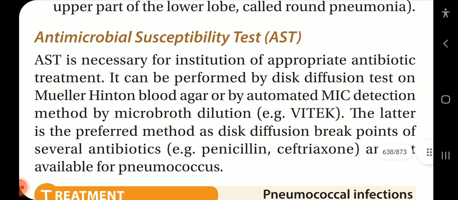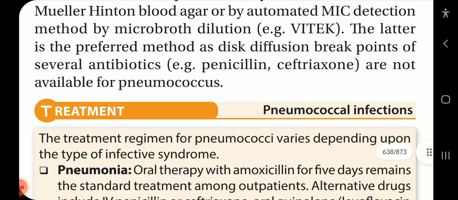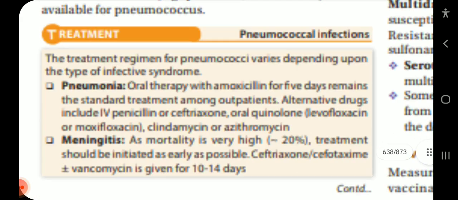Antimicrobial susceptibility test, AST. AST is necessary for institution of appropriate antibiotic treatment. It can be performed by disc diffusion test on Mueller-Hinton blood agar or by automated MIC detection method by microbroth dilution, example Vitek. The latter is preferred method as disc diffusion breakpoints of several antibiotics, example penicillin, ceftriaxone, are not available for pneumococcus. Pneumococcal infections treatment.